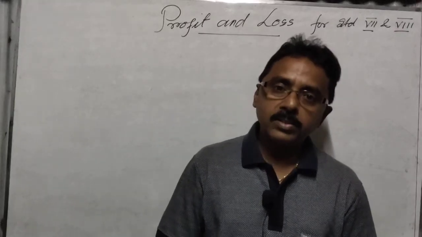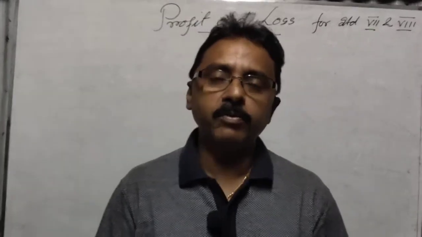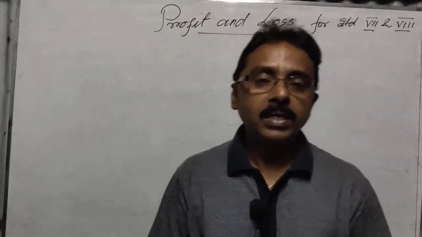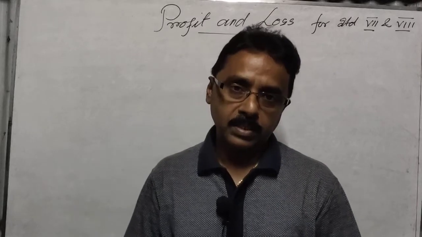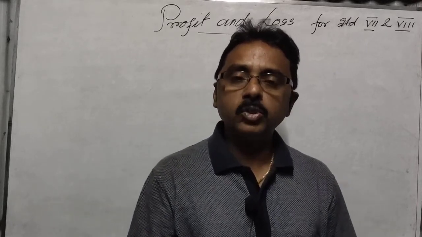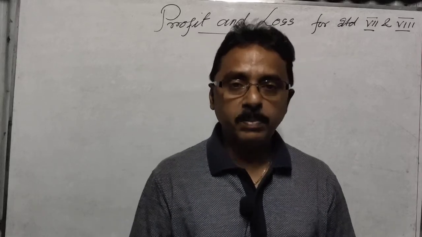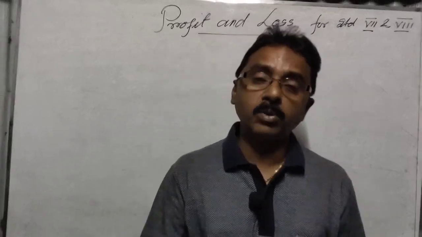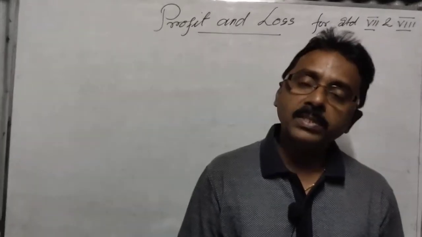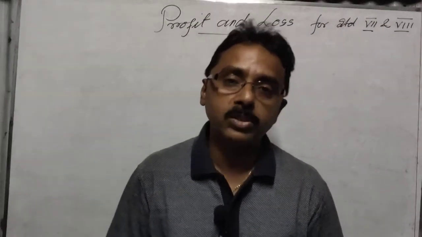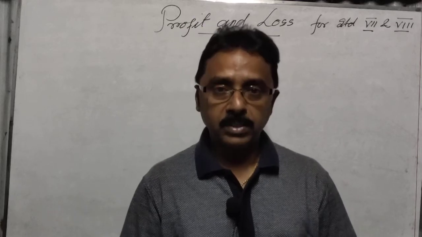So before I start this chapter, let me explain a few terms. What is CP? CP means cost price, the price at which an article is bought. SP, or selling price, is the price at which it is sold. Now if the selling price is more than the cost price, then there is profit.